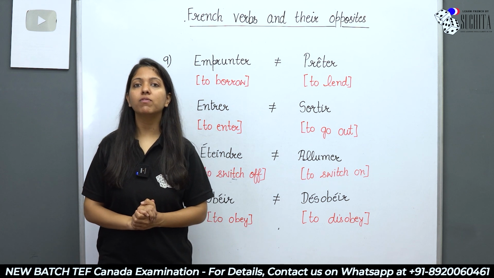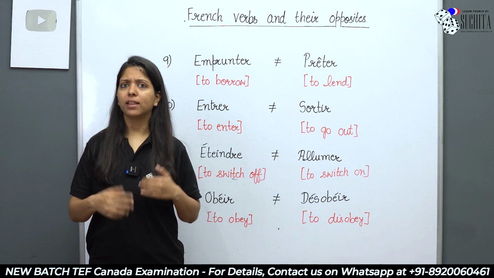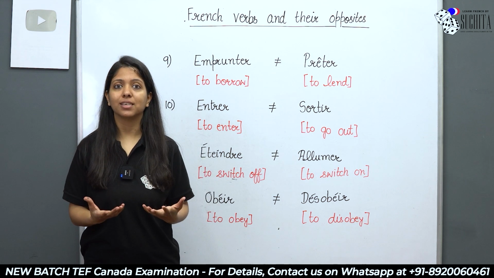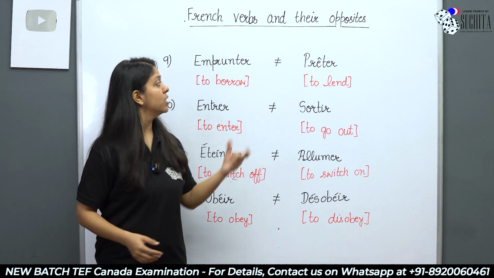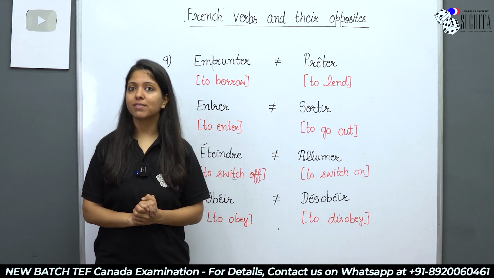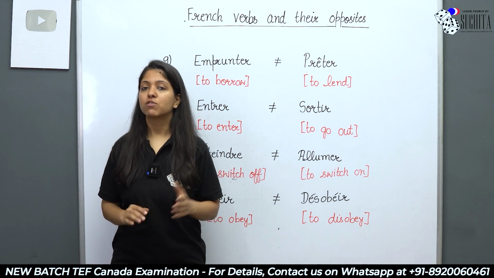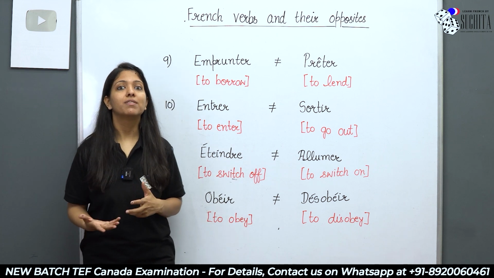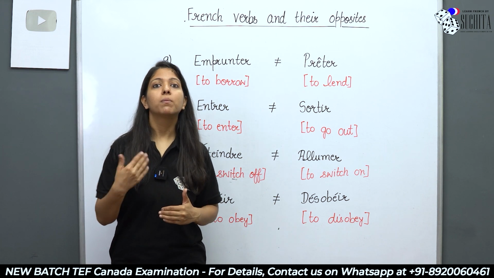Alright, so coming up, the next verb is emprunter. Emprunter, which means to borrow. And the opposite is going to be to lend. Like we borrow and we lend. So lend is known as prêter. So emprunter, prêter.